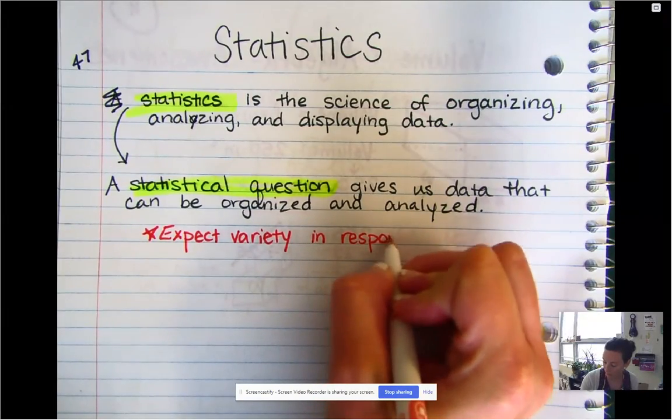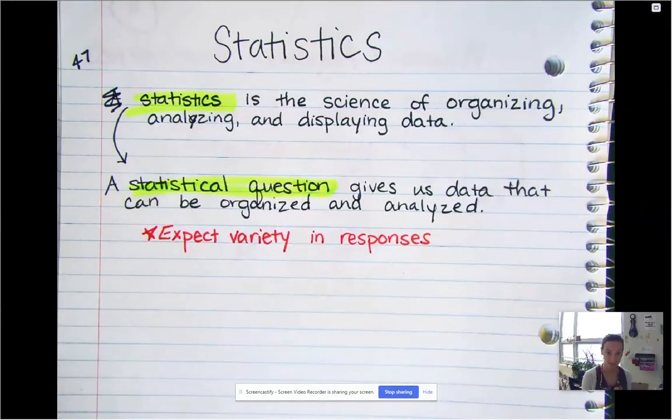So how many times does your heart beat in a minute? That's a statistical question. How old were you when you went on your first plane ride? That's a statistical question. How many miles do you live from school? That's a statistical question. We expect that different people will have different answers. Something that is just like a hard, cold fact, like what temperature does water freeze at? That is not a statistical question. There is one answer because that's the only temperature. So a statistical question is a question that we can use statistics on.